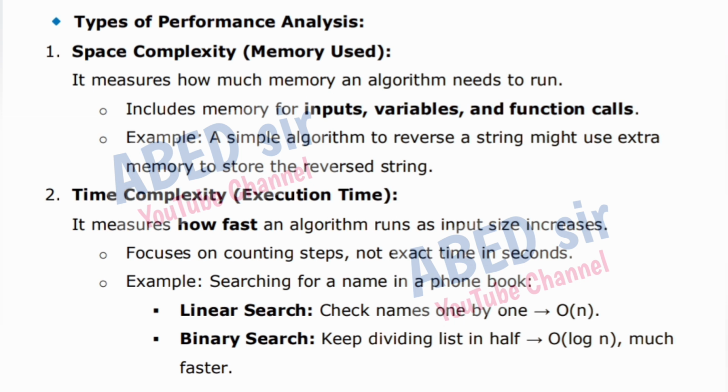2. Time complexity, execution time. It measures how fast an algorithm runs as input size increases. Focuses on counting steps, not exact time in seconds. Example, searching for a name in a phone book. Linear search. Check names one by one, O(n). Binary search, keep dividing list in half, O(log n), much faster.